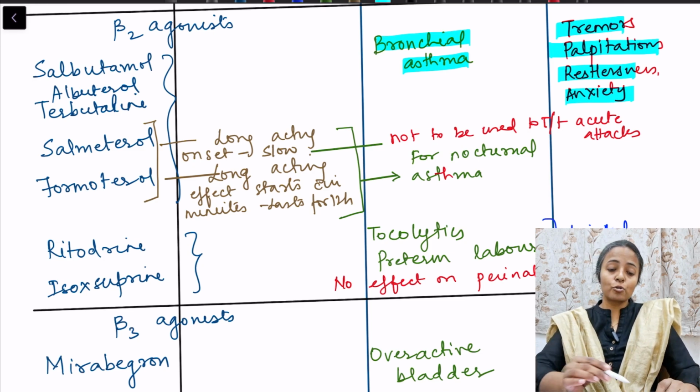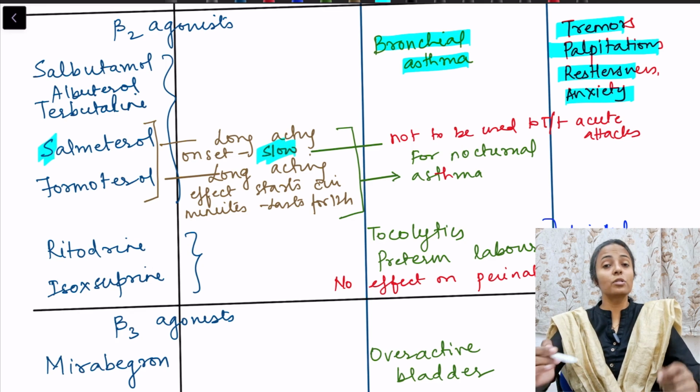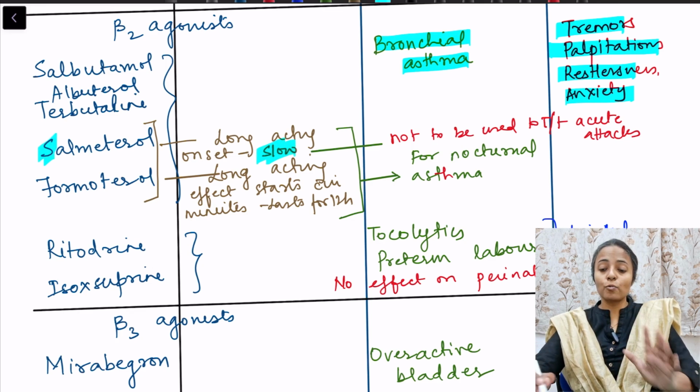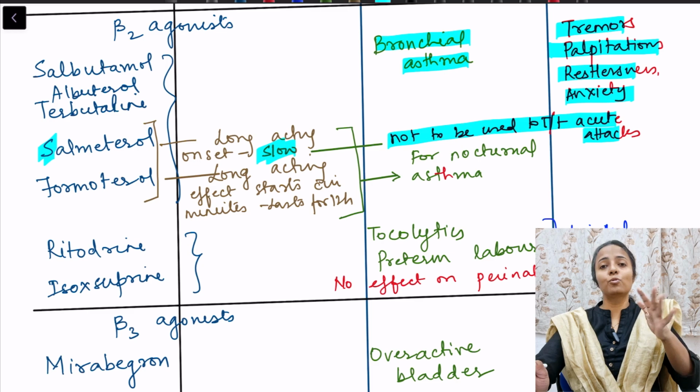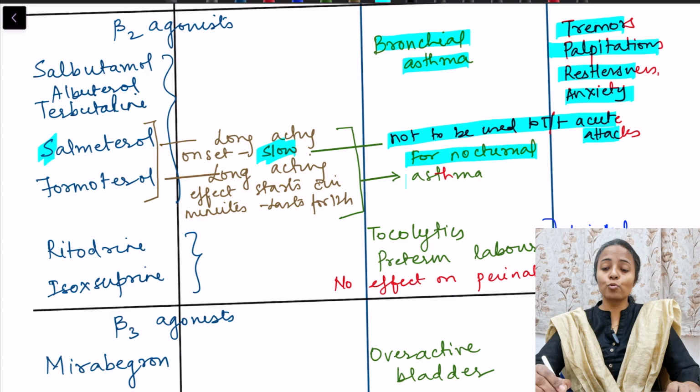Among this, salmeterol starts with S. It is slow to start. Okay, so that is why it is not to be used to treat acute attacks. Very important, because it is taking time to start. So we should not use it for treatment of acute attacks. That is salmeterol. Then we have formoterol. Both these salmeterol and formoterol are long acting. Their action lasts for like 12 hours. So that is why they can be used for nocturnal asthma.